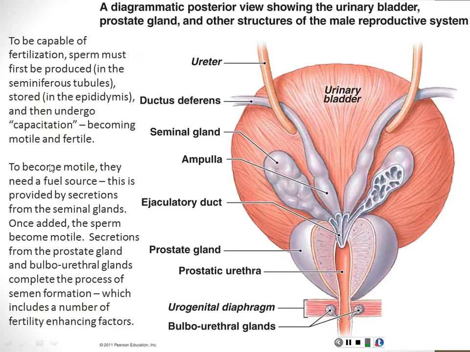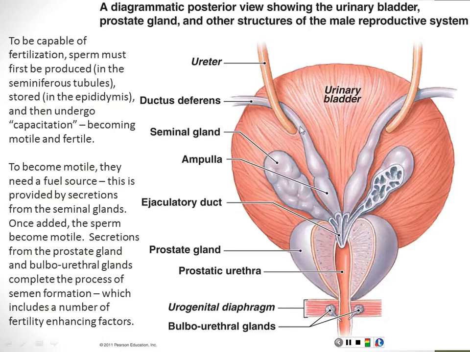So in order to become motile, in order to activate and start to swim, they need a couple of things. One is a fuel source. So the seminal glands, which sit right here. Let's look at this picture for a minute. This, believe it or not, is an anatomical picture, but it's taken from a really weird view because it's angled up. So you're never going to see this, but it does show you all the parts of the male reproductive ducts. So here's the ductus deferens coming in from the testes.